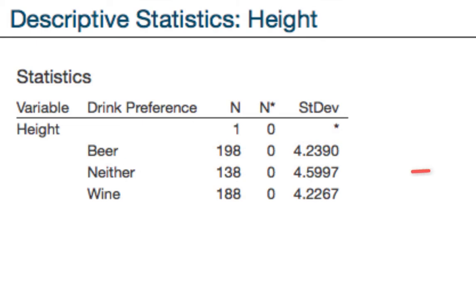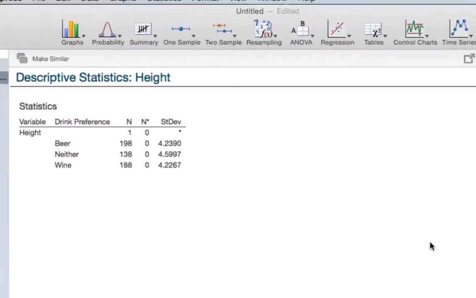The standard deviation is largest for the neither group and smallest for the wine group. The largest standard deviation divided by the smallest standard deviation is 4.5997 divided by 4.2267. This equals 1.088. This ratio is less than 2, so the assumption of equal population variances has been met. All of our assumptions are met, so we can go ahead and conduct our one-way ANOVA.